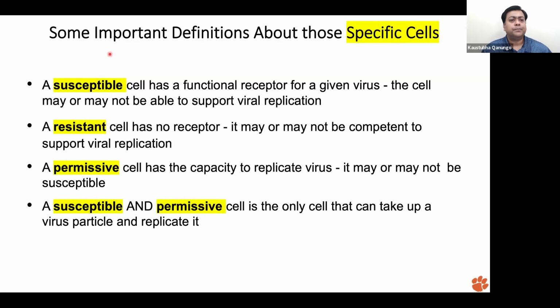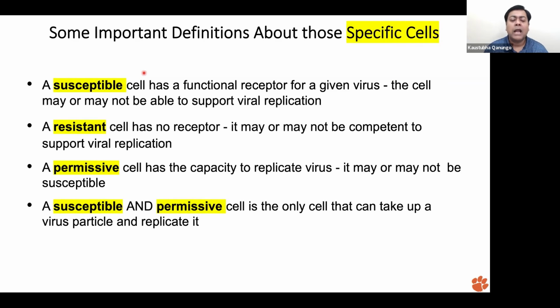So what are these? First of all, I'm just reading this, but that will give you the idea. A susceptible cell has a functional receptor for a given virus. The cell may or may not be able to support viral replication. I'm talking in the context of SARS-CoV-2, the COVID-19 virus. A susceptible cell is, for example, epithelial cells of your nose or the pneumocytes of your lungs. These cells are susceptible, and they have a receptor which is an ACE2 receptor.